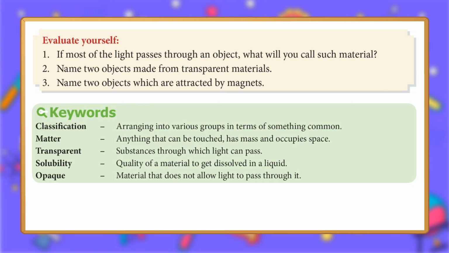Keywords. Classification: arranging into various groups in terms of something common. Matter: anything that can be touched, has mass and occupies space. Transparent: substances through which light can pass. Solubility: quality of a material to get dissolved in a liquid. Opaque: material that does not allow light to pass through it.